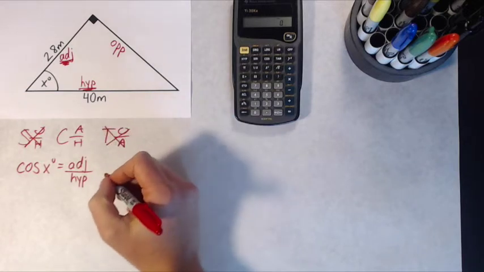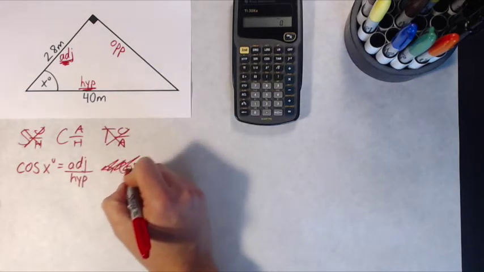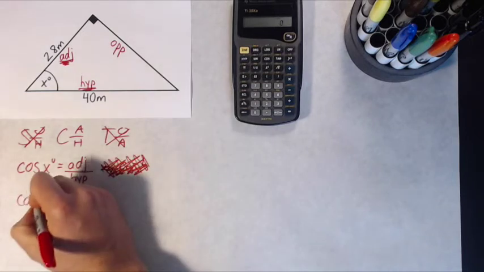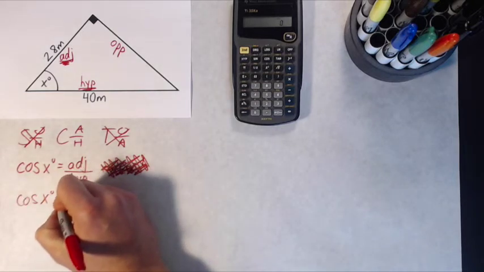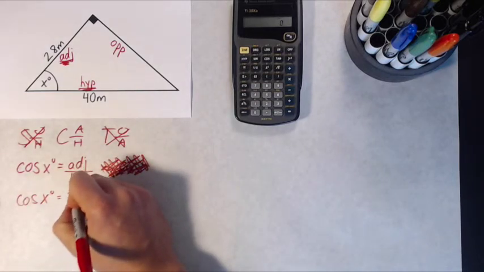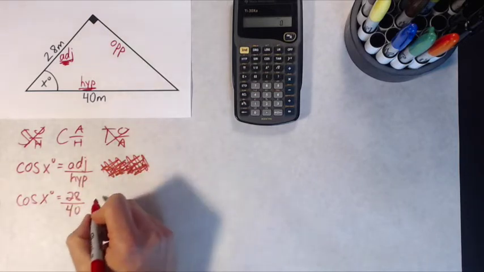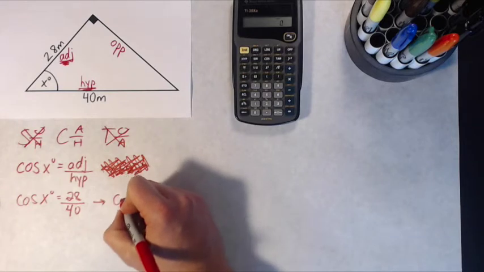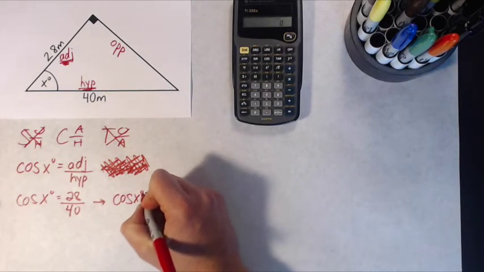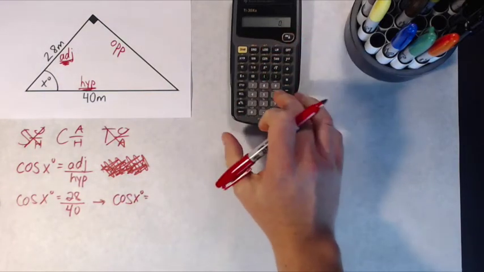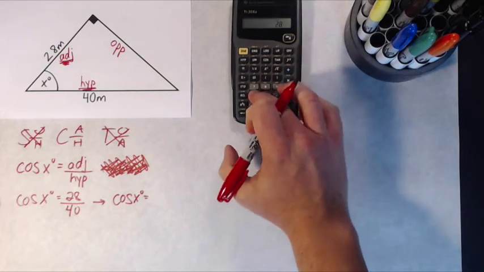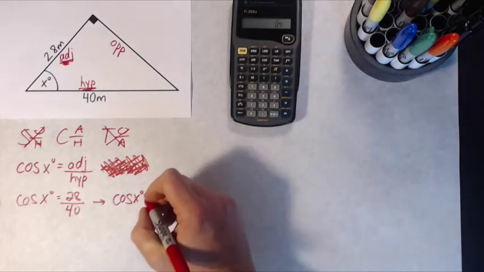So this is going to go, scratch that, cos of the unknown angle is equal to adjacent, 28, divided by hypotenuse, 40. Now in this one, I could rewrite this, cos of x degrees equals, now 28 divided by 40, if I simplify that fraction into a decimal, gives me 0.7.